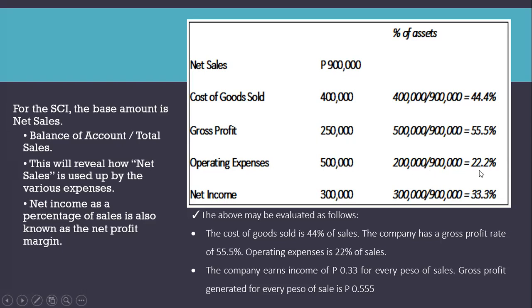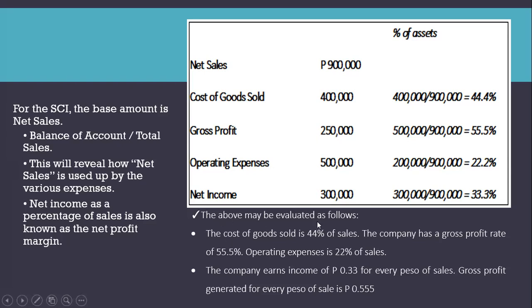Divide 900 is 22.2%. Then, 300,000 na net income. So, 300,000 divide 900,000 is equals to 33.33%. So, guys pa-correct na lang ako na to. Okay? So, ito po yung susunod niya. 200,000 and 500,000. Okay? So, ito po ang ating explanation sa ating illustration.